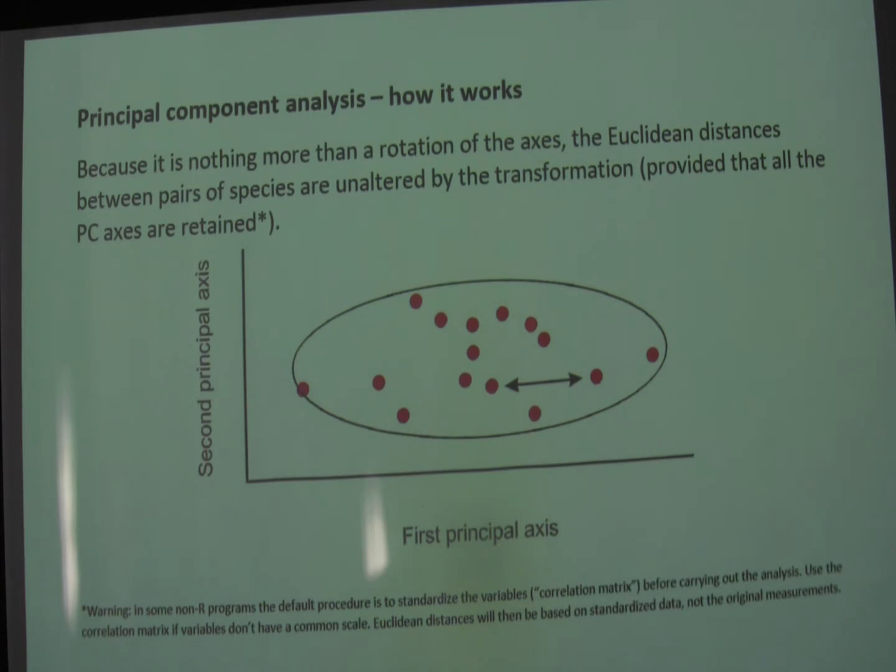Now the distances might start to change if you start with 5 dimensions, reduce it to 2, and then throw the other 3 dimensions away. Well, there's usually little reason to do that. So that's it. That's principal component analysis.